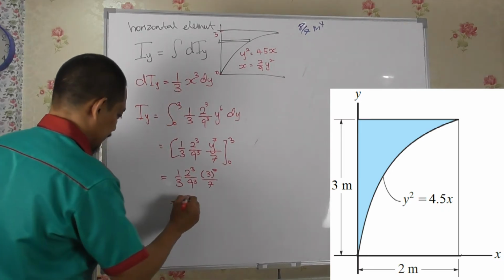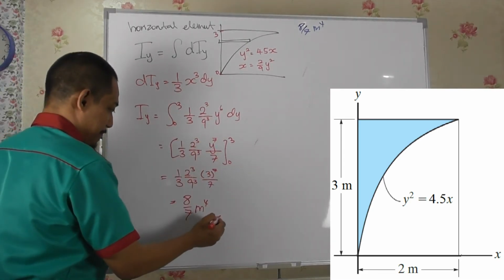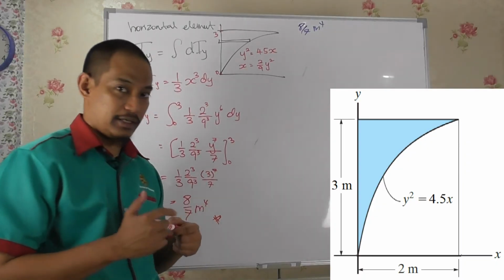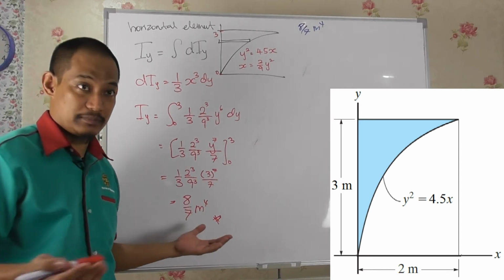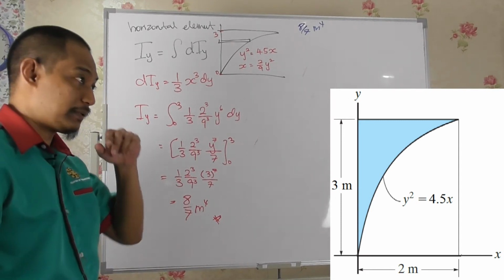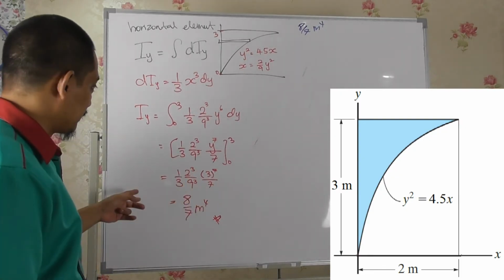This is equal to 8 over 7 meter to the power of 4, which is obviously the same as that one. Parts B and C are both calculating Iy, but using different elements. So you have to know both elements anyway. But normally, if you notice, the question that asks for both elements is not that long.